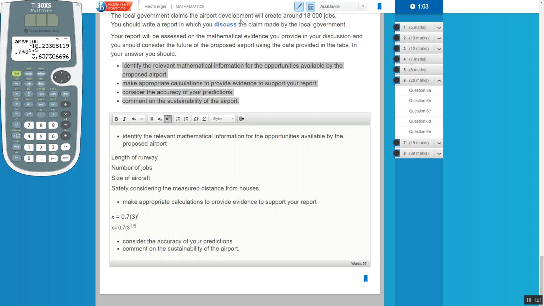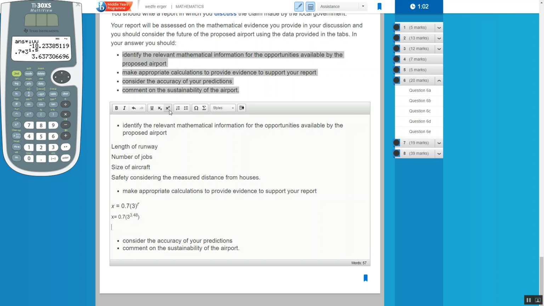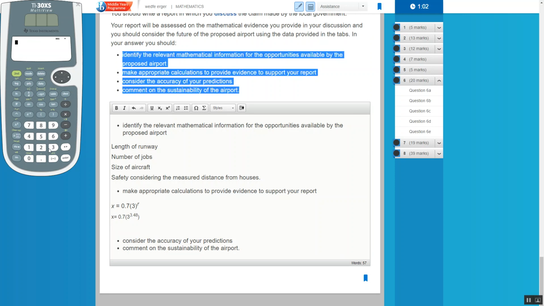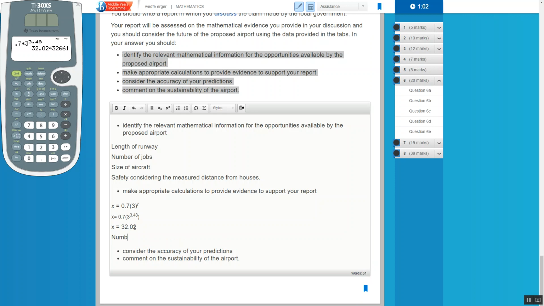One point five, 1.5, 3.5, 3.5, 3.4, yes. Do it accurately. Right, 7 times 3, power of 3.48. So x is equal to 32.02. So the number of passengers is equal to 32 million.